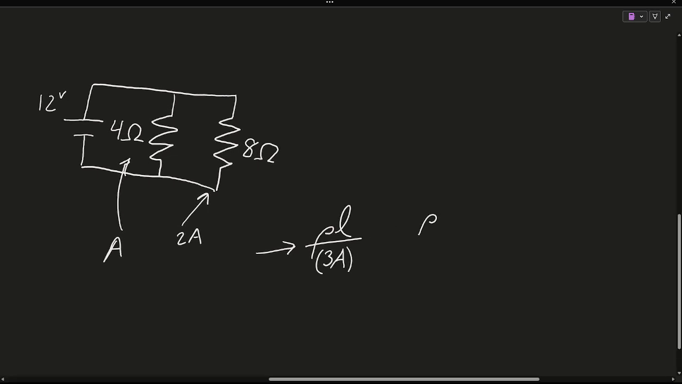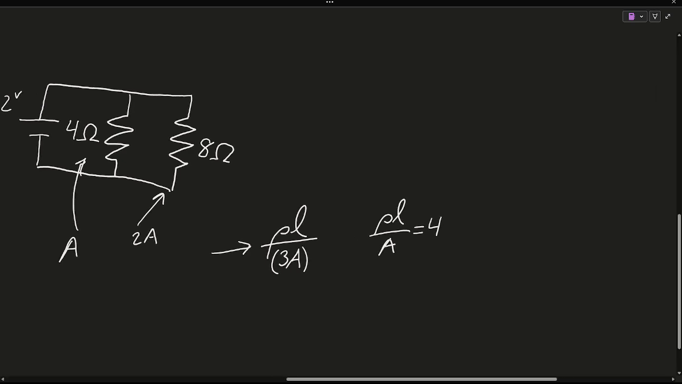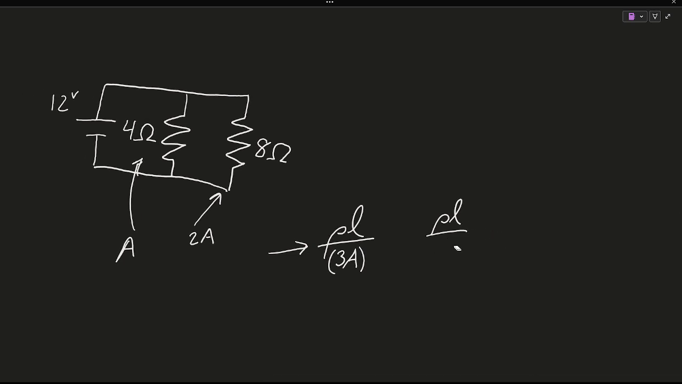So if rho L over A was equal to 4, or, yeah. Am I thinking about this right? No. Okay. We'll try this again.